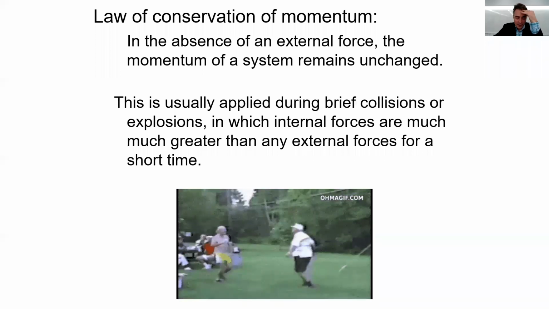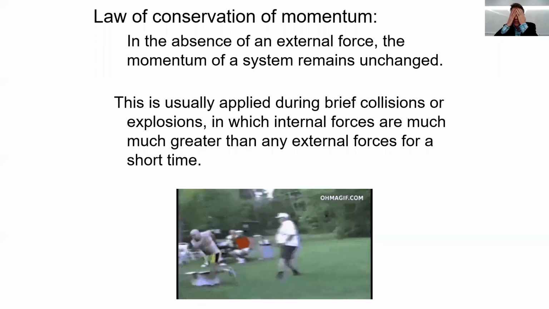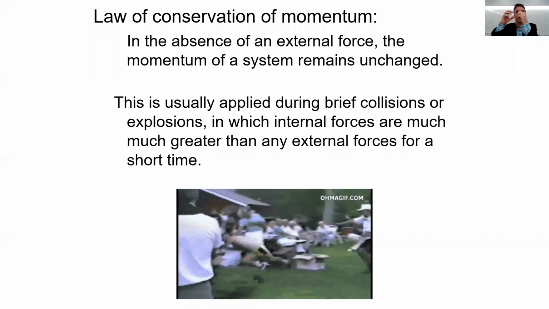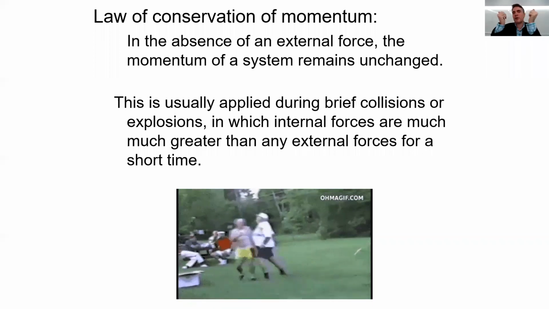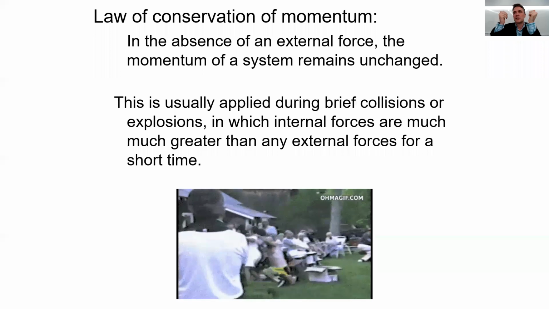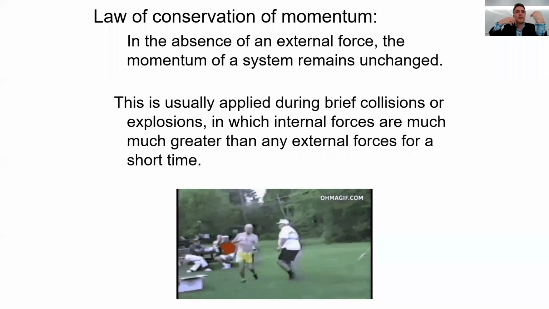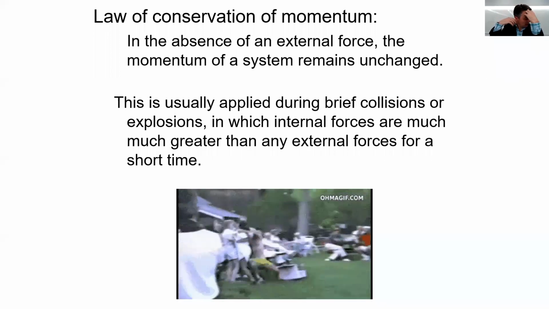Basically, if you've got a more massive object colliding with a smaller mass object, then there's the same equal and opposite impulse on both masses, but the change in velocity of the lower mass will be much greater. Okay? So that's what happens there.